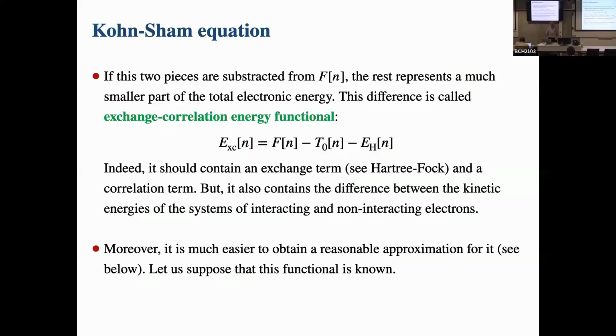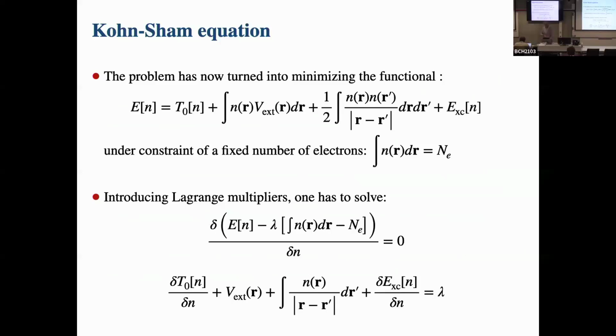The advantage compared to trying to get directly the functional F of n is that this one is much smaller, and so even if we make small errors on that, it works reasonably well. So if this functional is known, then we can simply write that the total energy, which is a function of the density, is the term related to the kinetic energy of non-interacting electrons, plus the integral of the density times the external potential, plus the Hartree term, plus the term that we don't know, and we have to minimize that under the constraint of a fixed number of electrons.